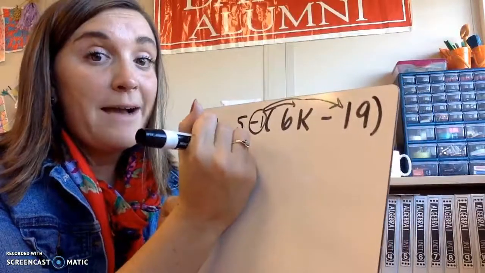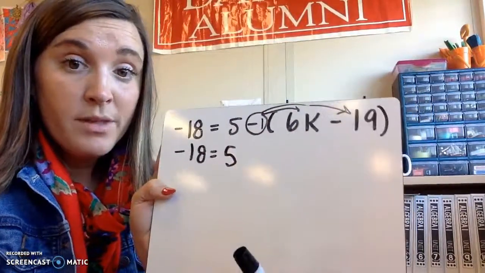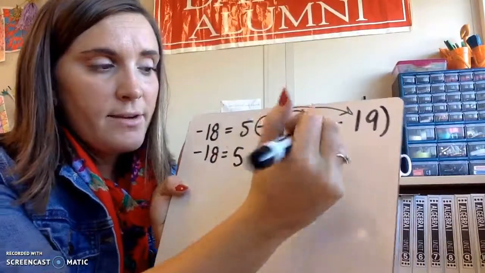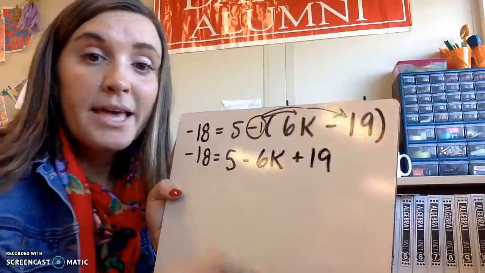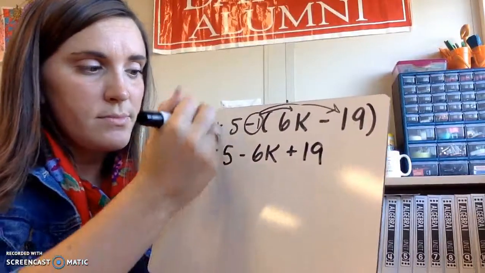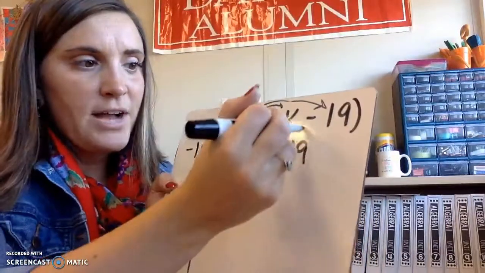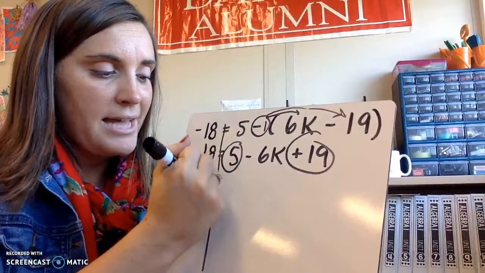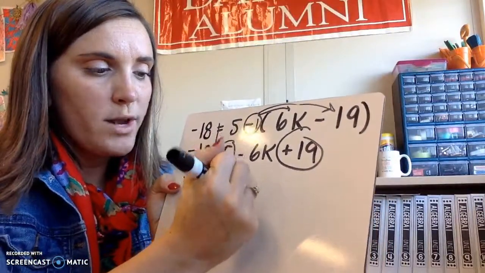-18 equals that 5 comes down. -1 times 6k is -6k. -1 times -19 is +19. Like terms, I've got two constant terms, 5 and 19. Those are going to add together to give me 24.